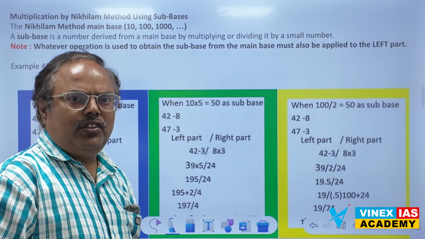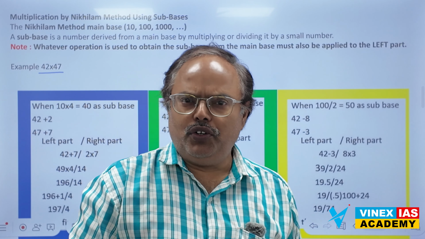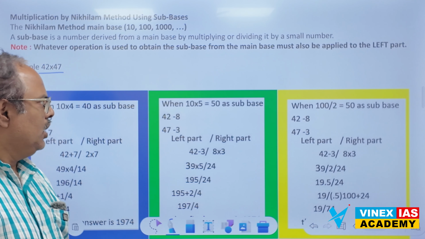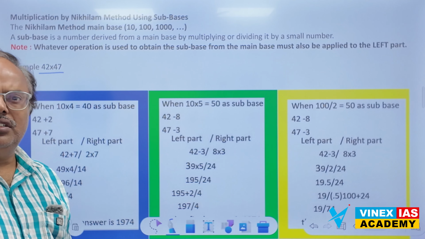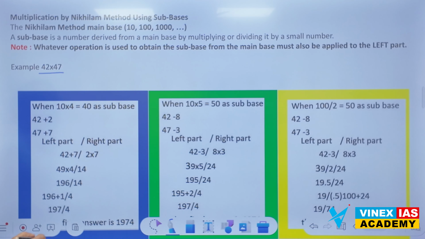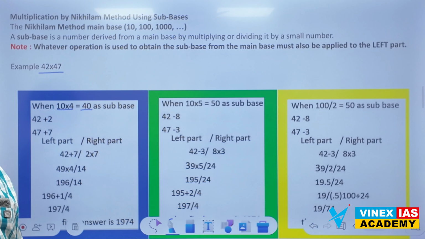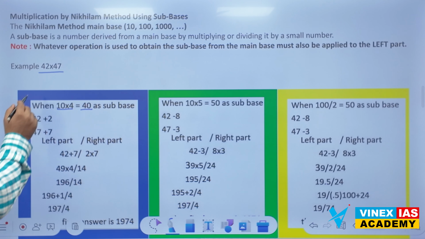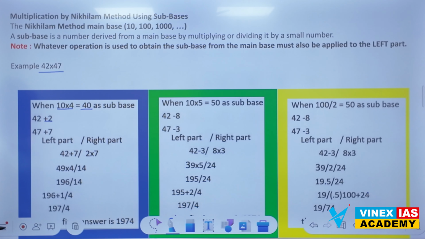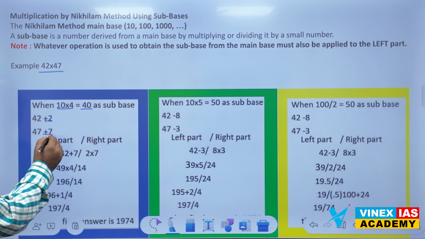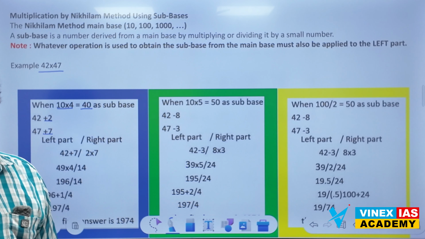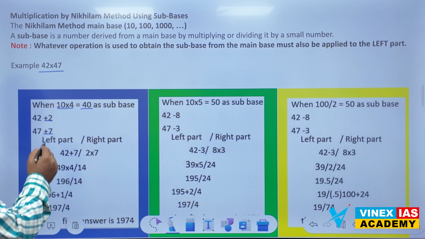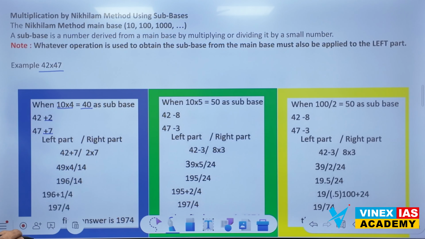Now 42 and 47 are numbers nearer to 40 or 50. So here we can take the subbase as 40 or 50. When you take subbase 40, 40 is nothing but 10 into 4, so the main base is 10 and the subbase is 40. Now 42 is 2 more than 40 and 47 is 7 more than 40. So our right part is nothing but the product of 2 into 7.